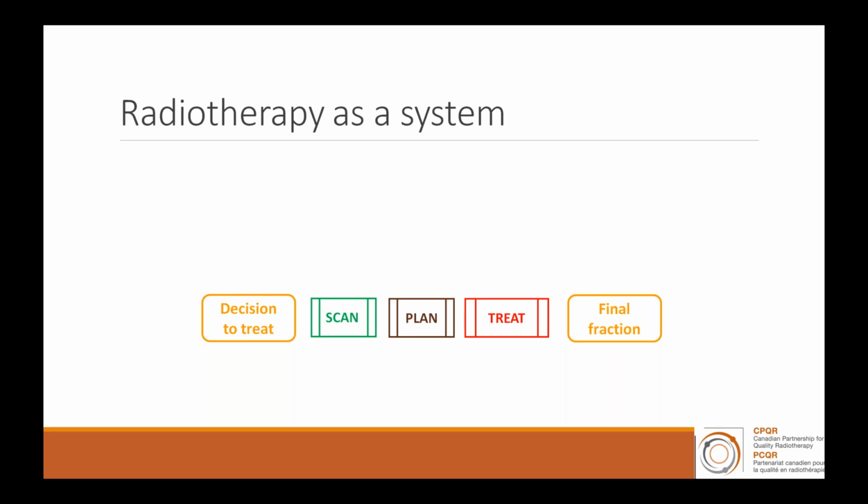So here's the simplest systems way to think about radiotherapy. All of our patients generally have a scan, they get planned, and they get treated. But we can pull out a little more detail. When we understand processes, and I talked about process mapping in session 1B, we want to have a beginning and an end to our process. So beginning is typically our decision to treat, and the end can be defined as the final fraction.